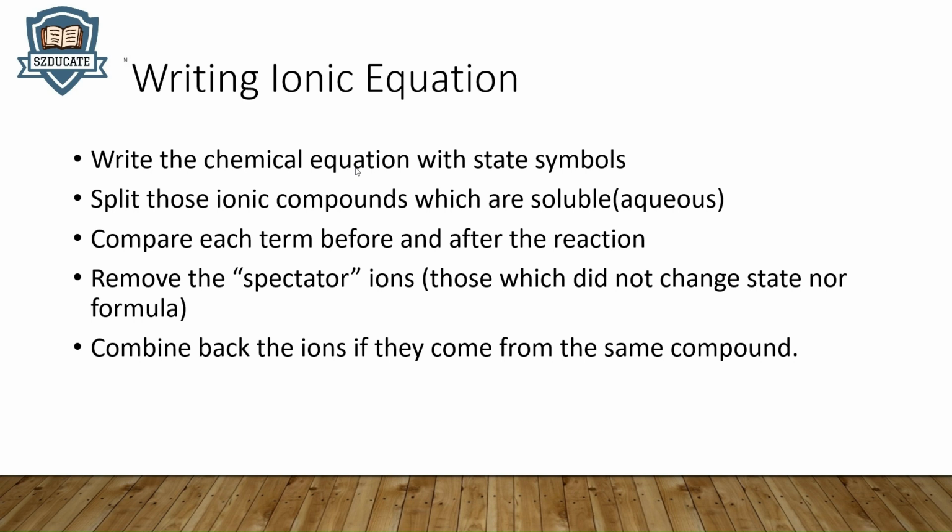Next, after you have written the full chemical equation, you are supposed to split those ionic compounds into their ions. That means into their cations and anions, those that are soluble. If it's (s), that means it's not soluble in water, you do not need to split it. If it's covalent, you can also leave it alone. Okay, and this will save you a lot of trouble.